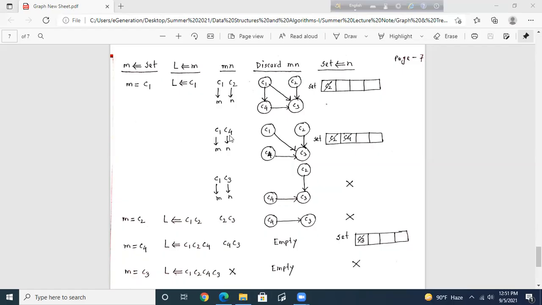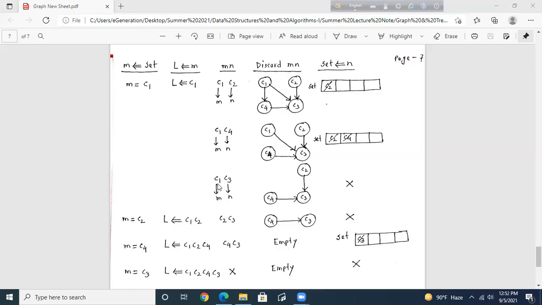Again, you have to check whether C4 can be written inside the set or not. Since C4 is and, so you can write C4 inside the set. There is no incoming edge towards C4. You can see that nobody is coming towards C4, so I can keep C4.